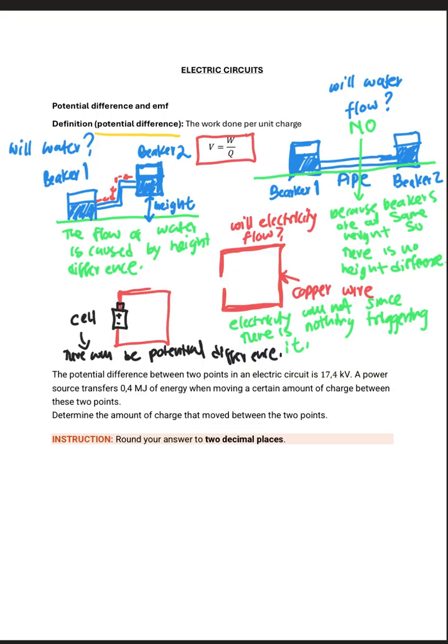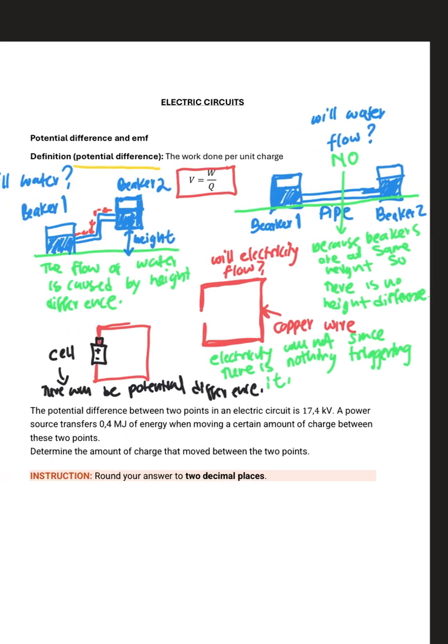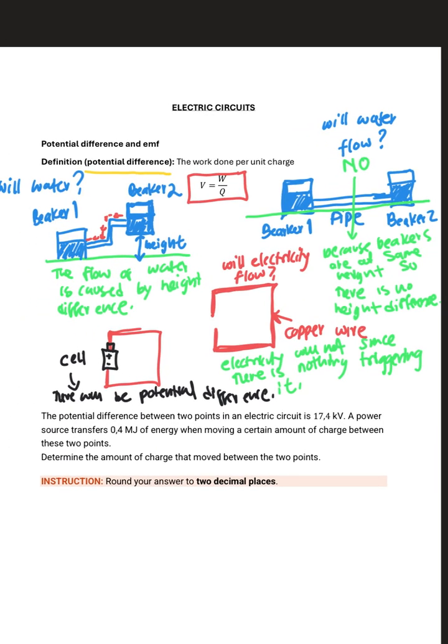But once we introduce a cell, we create a potential difference. So electricity is able to do what? The electricity is able to flow, just like the water pipe in the two beakers. Because we have lifted the other beaker, water will flow, right? So we have created a height difference. When we create height difference, water flows. When we create potential difference in a circuit, electricity flows.